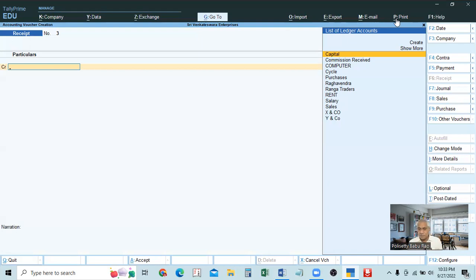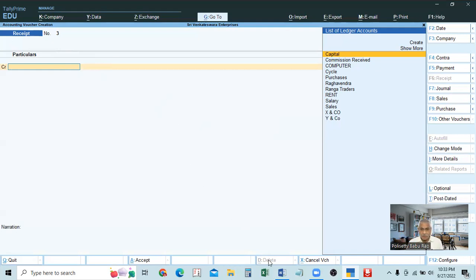But there is one exception. In the case of cash sales, means sale of goods, we are receiving cash, but the cash sales receipt should not be entered in the receipt voucher, because for the sales, either cash or credit, there is a separate accounting voucher. So cash sales or credit sales, the sales will be entered in the sales voucher. That is why the cash sales amount received will not be entered in the receipt. So all the receipts, cash or through bank, will be entered in the receipt voucher except cash sales.